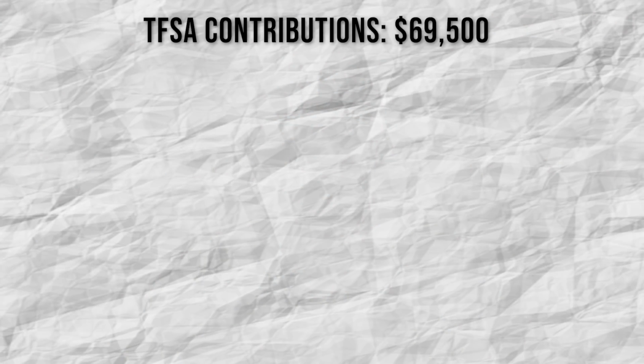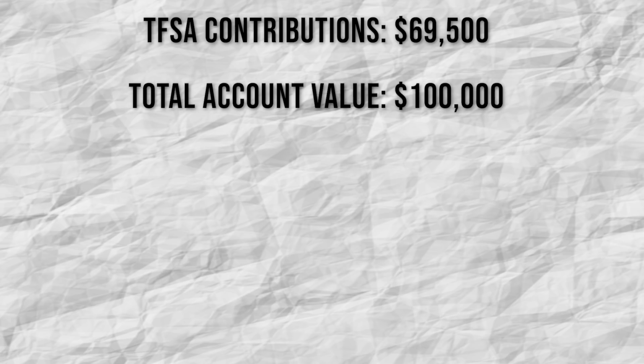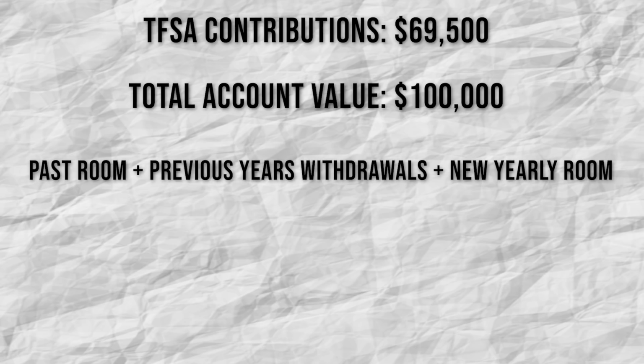And the best thing about the tax-free savings account is if you managed to make some solid investments, say you've maxed out your tax-free savings account at the $69,500 mark, and you've grown that to around $100,000. You don't need to be scared that if you withdraw any money that your contribution room will go back down to $69,500, because contribution room in a tax-free savings account is actually pretty easy to calculate. It's your past contribution room plus your previous year's withdrawals plus the government's allotted amount for that year.